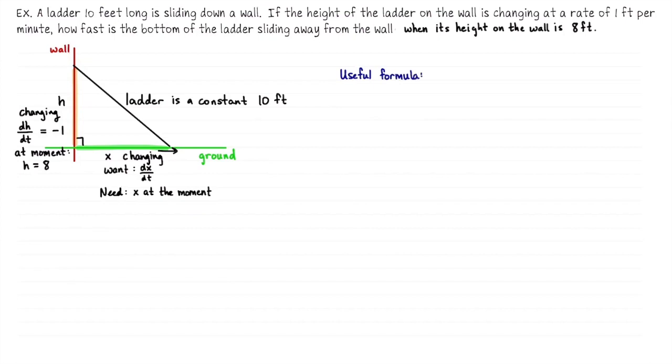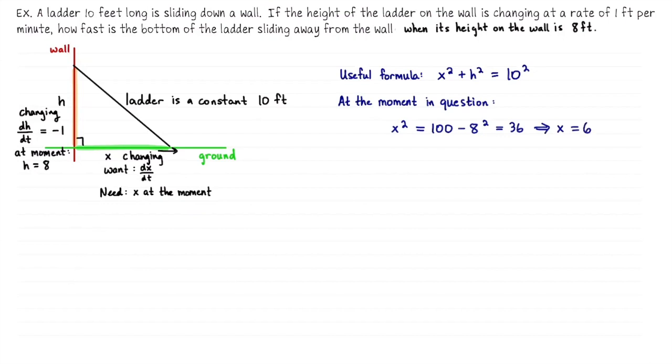On the previous problem, our useful formula was the area of a circle. Here, the useful formula is going to be the Pythagorean theorem, x squared plus h squared equals a constant 10 squared. At the moment we're interested in, x squared is 100 minus 8 squared, which is 36. So the value of x at the exact moment when we're going to compute dx/dt is 6.